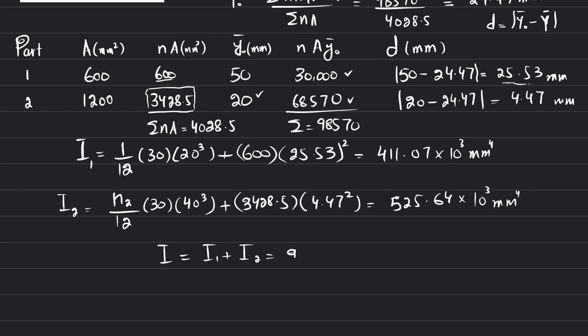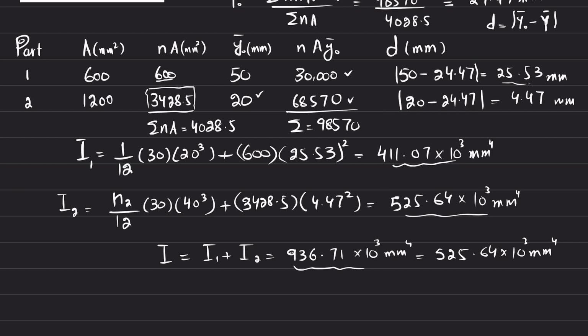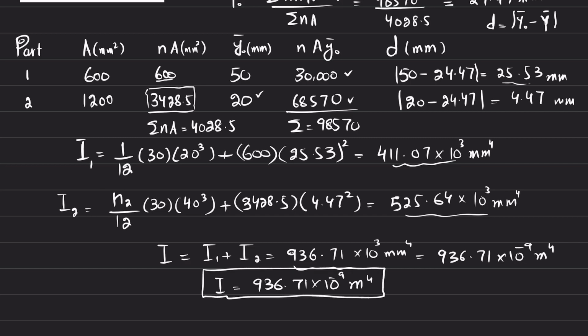So 936.71 into 10 to the power 3 millimeter power 4. If you add I1 with I2, it will give you 936.71 into 10 to the power 3 millimeter 4. I will have to convert it into meter, so it will be 936.71 into 10 to the power minus 9 meter 4. Now this is the moment of inertia I of this composite beam when converted to a single material beam that is composed of aluminium. Okay.